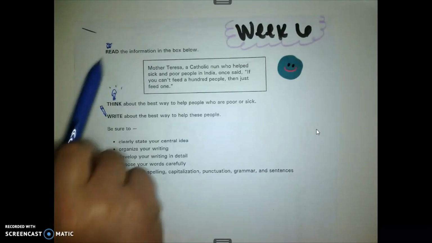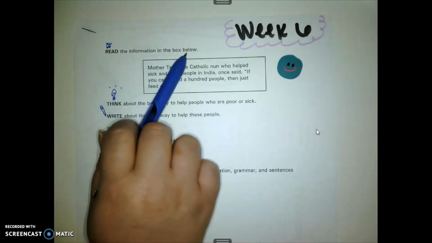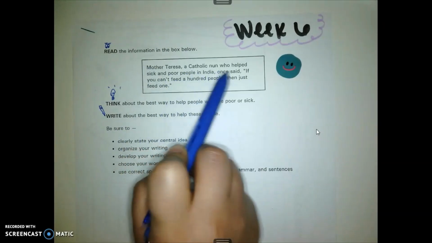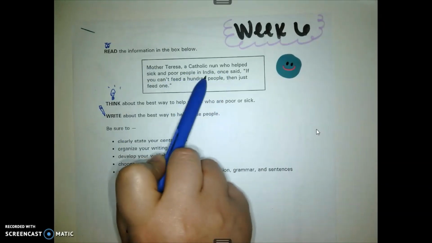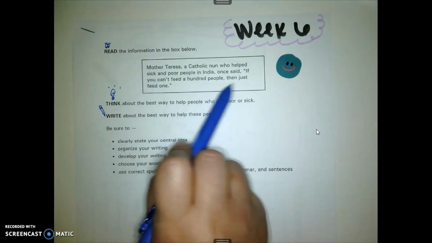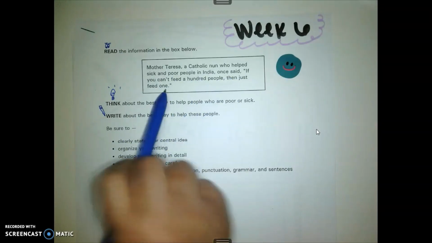Okay, so let's begin with read. Read the information in the box below. Mother Teresa, a Catholic nun who helped sick and poor people in India, once said, "If you can't feed 100 people, then just feed one."